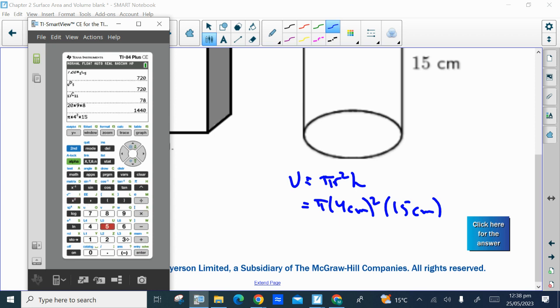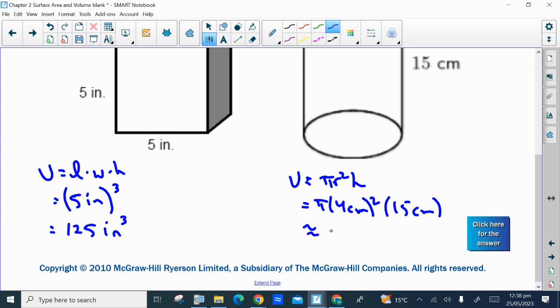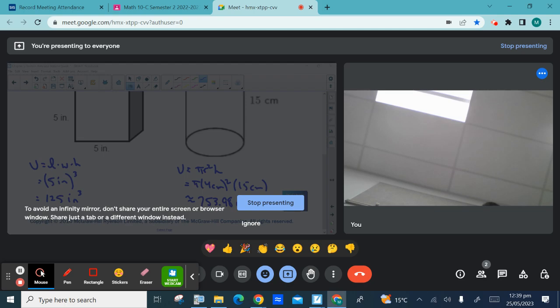Your calculator does order of operations. Pi times 4 squared times 15 is 753.98. And I'm going to round this one, so I'll use approximately equal to. And once again, volume is in units cubed. So that'll be 753.98 cubic centimeters. And once again, what that means is if you had small boxes measuring 1 centimeter by 1 centimeter by 1 centimeter, that's how many it would take to fill it up completely. Okay?